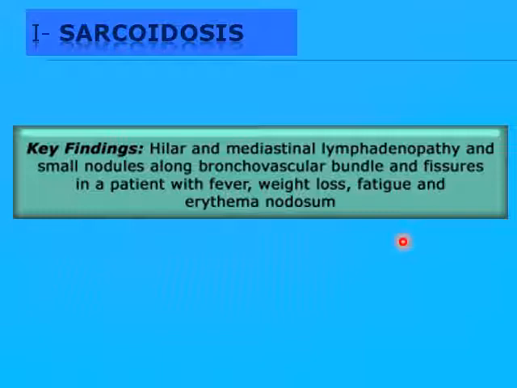In the coming slides, we will present diseases that are common. They have no classifications or relations, but each one has its own features. Okay, so we will start with sarcoidosis. The key findings in sarcoidosis are hilar and mediastinal lymphadenopathy, small nodules along the bronchovascular bundle and fissures, in a patient with fever, weight loss, fatigue, erythema nodosum.